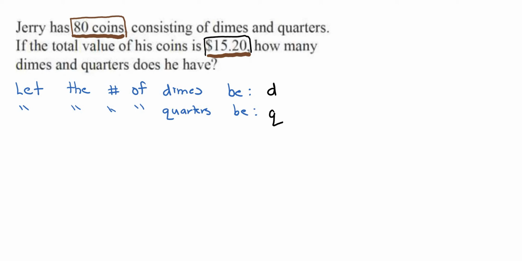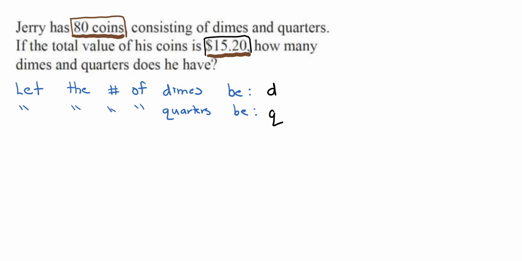Let's start a few more word problems from section 6.4. For question number 10, Jerry has 80 coins made up of dimes and quarters, and the total value of his coins is $15.20. I want to know how many dimes and quarters Jerry has.